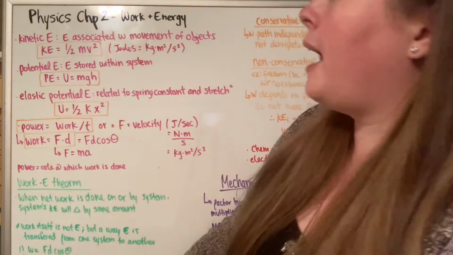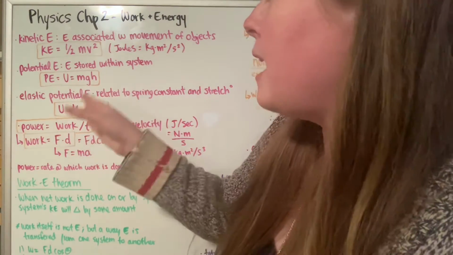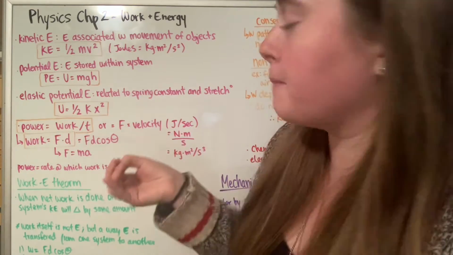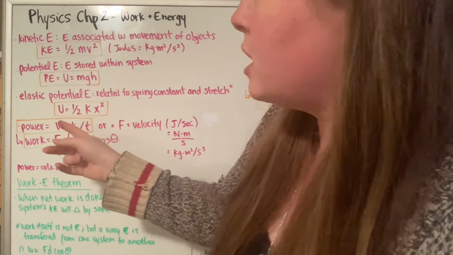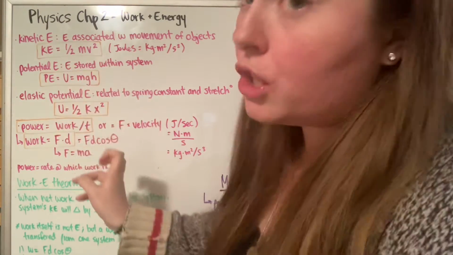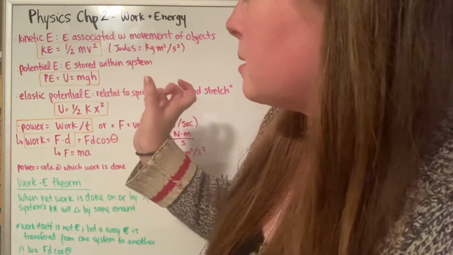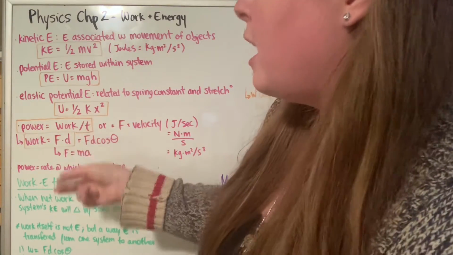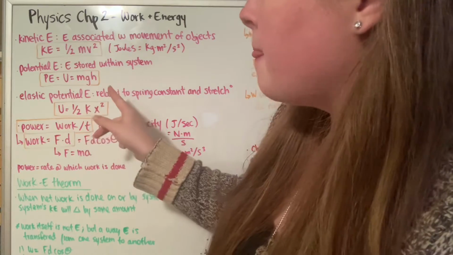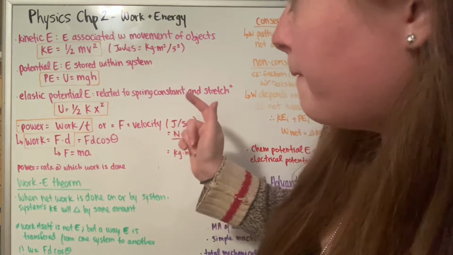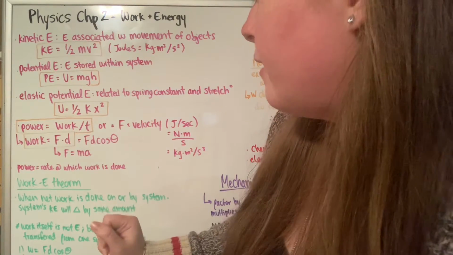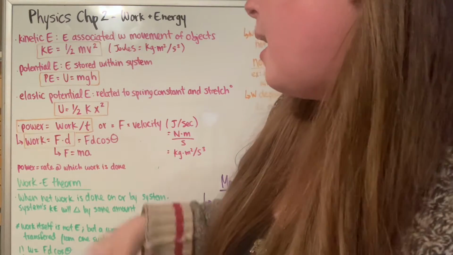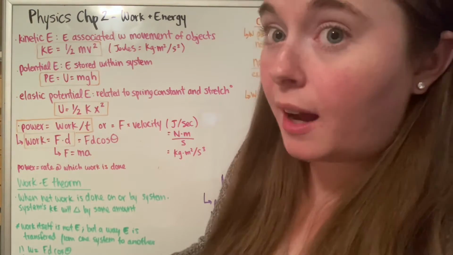Okay, so now we have elastic potential energy, and that is related to the spring constant and the degree of stretch of the spring. And so the elastic potential energy is written as U, again, potential energy, but that formula for a spring, or for an elastic potential energy specifically, is 1/2 K, which is the spring constant, X squared, okay? Then we have power. Power is work over time.